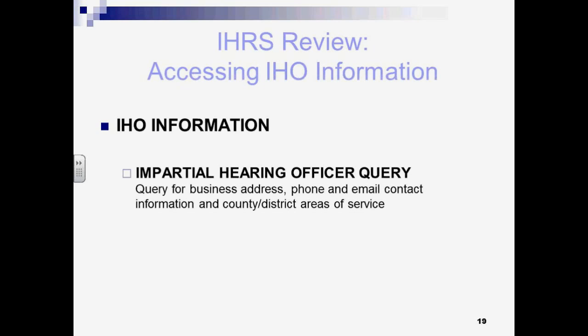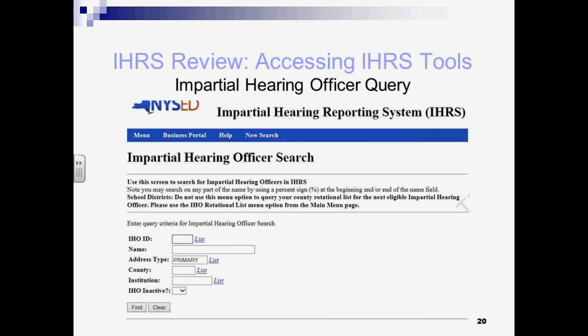To search your current contact information listed in the IHRS, you would click on the Impartial Hearing Officer Query link on the IHRS main menu, and an initial query screen will appear with query criteria fields in which to search by. Clicking on the list link next to the IHO ID field displays a pop-up window listing only the signed-in IHO's ID. You can search by name.